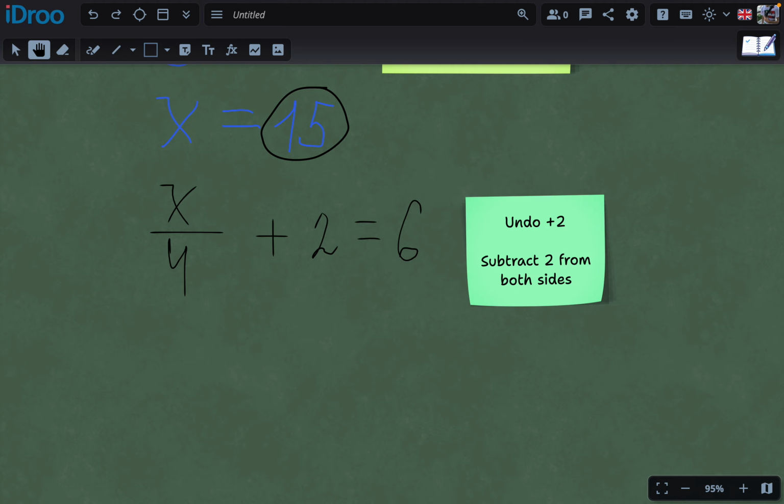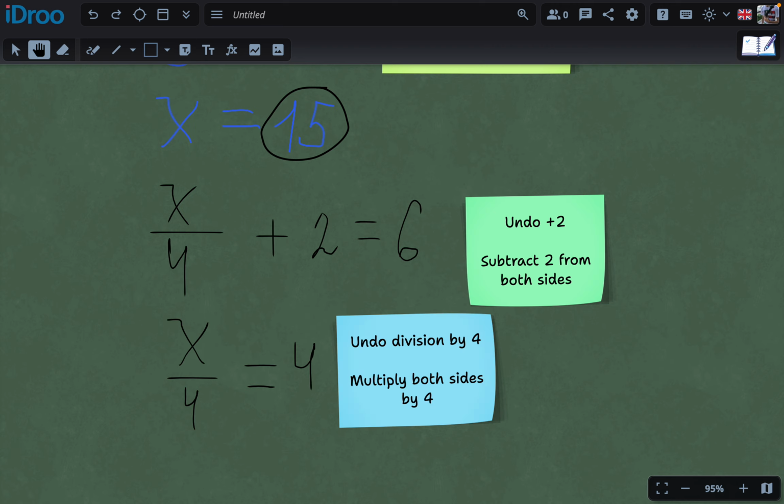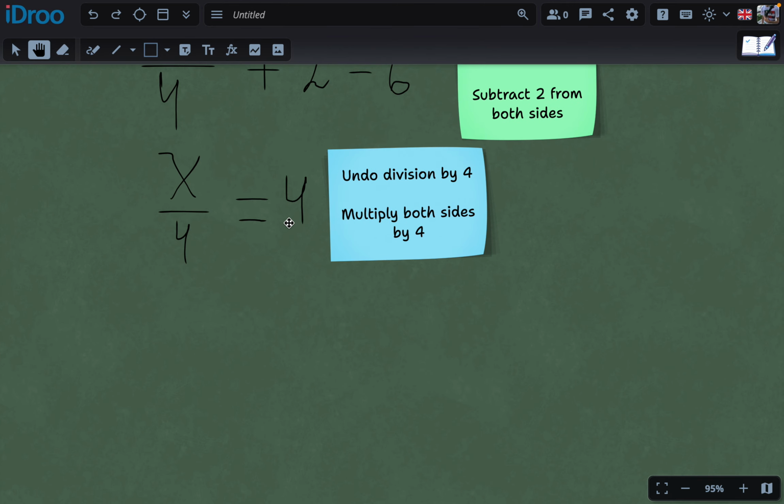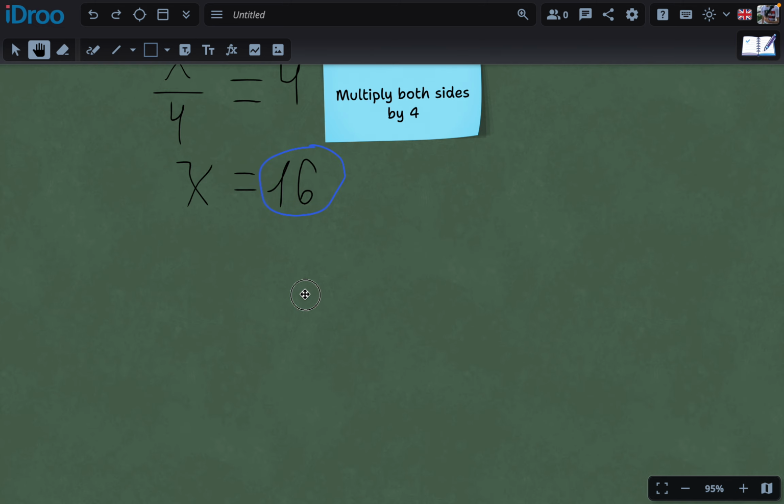So, another fraction example. Step 1 is to undo plus 2. We subtract 2 from both sides. And here we get x over 4, which equals 4. And to undo division by 4, we multiply both sides by 4. And here we get the value of x, which equals 16.